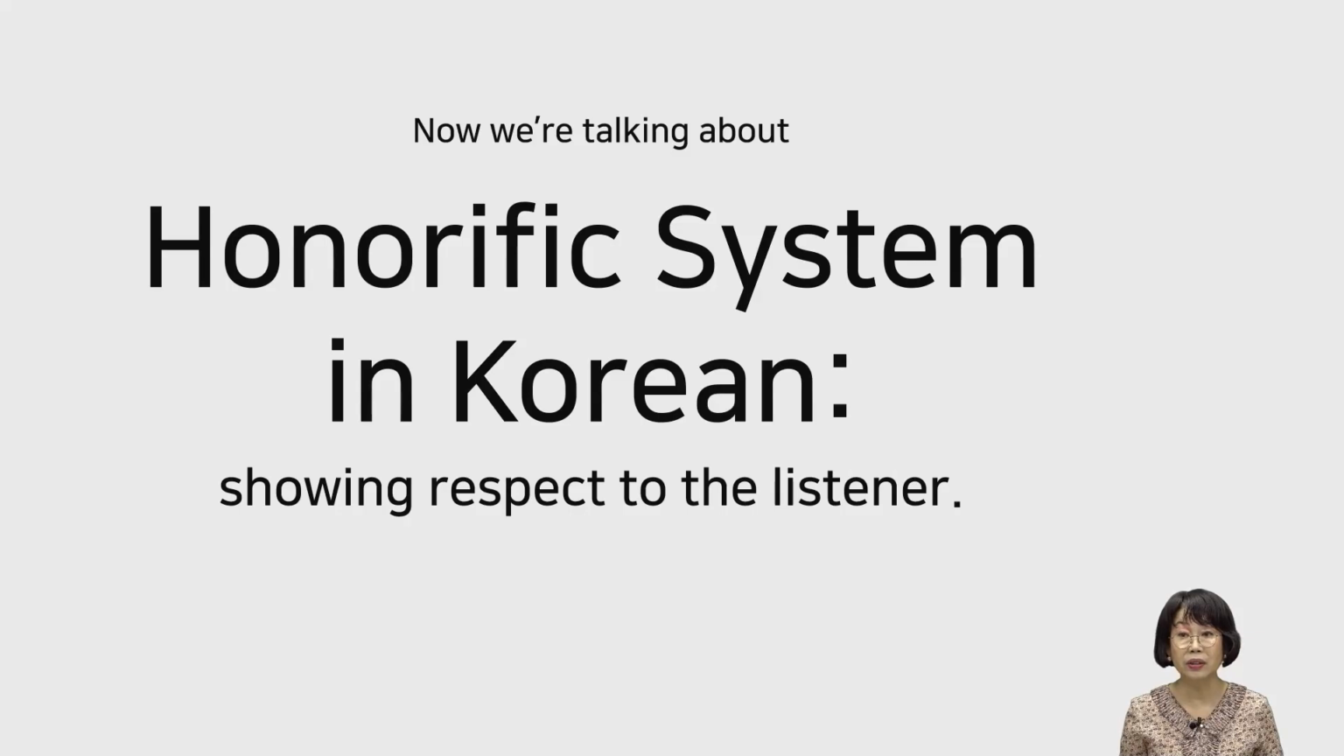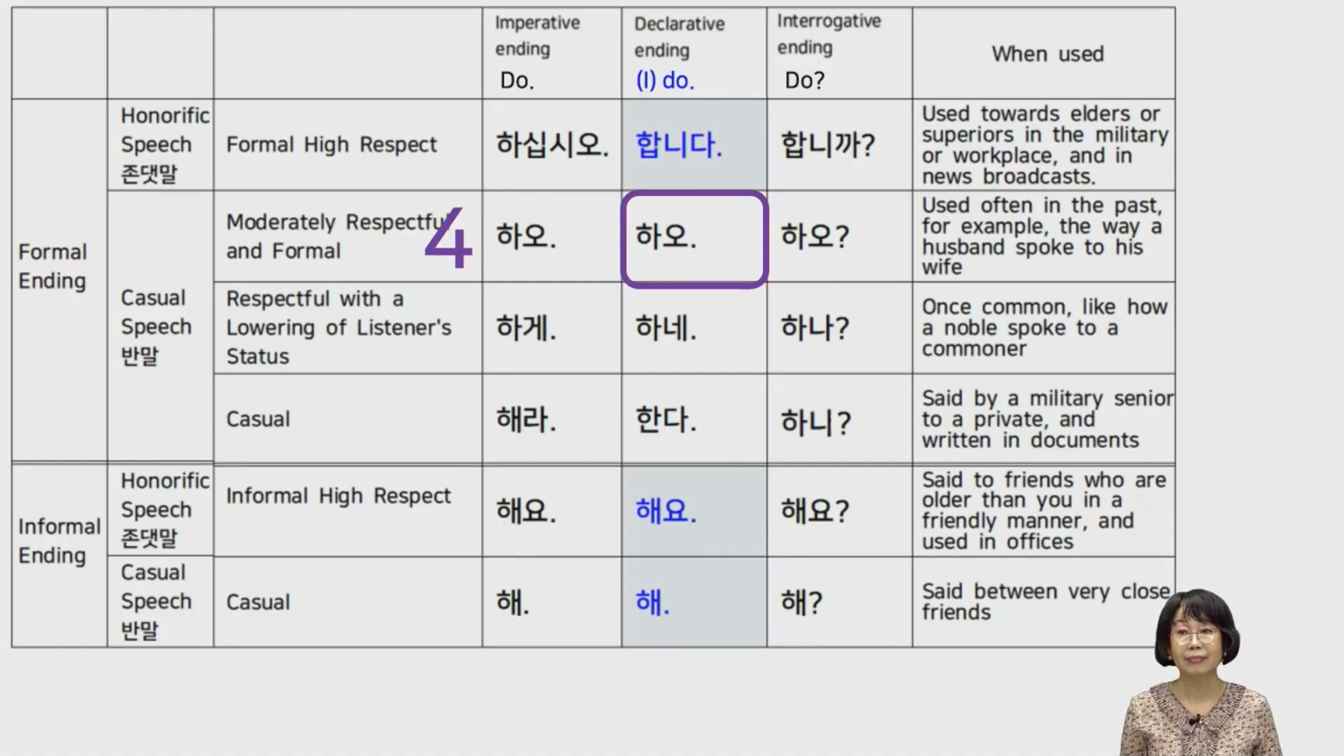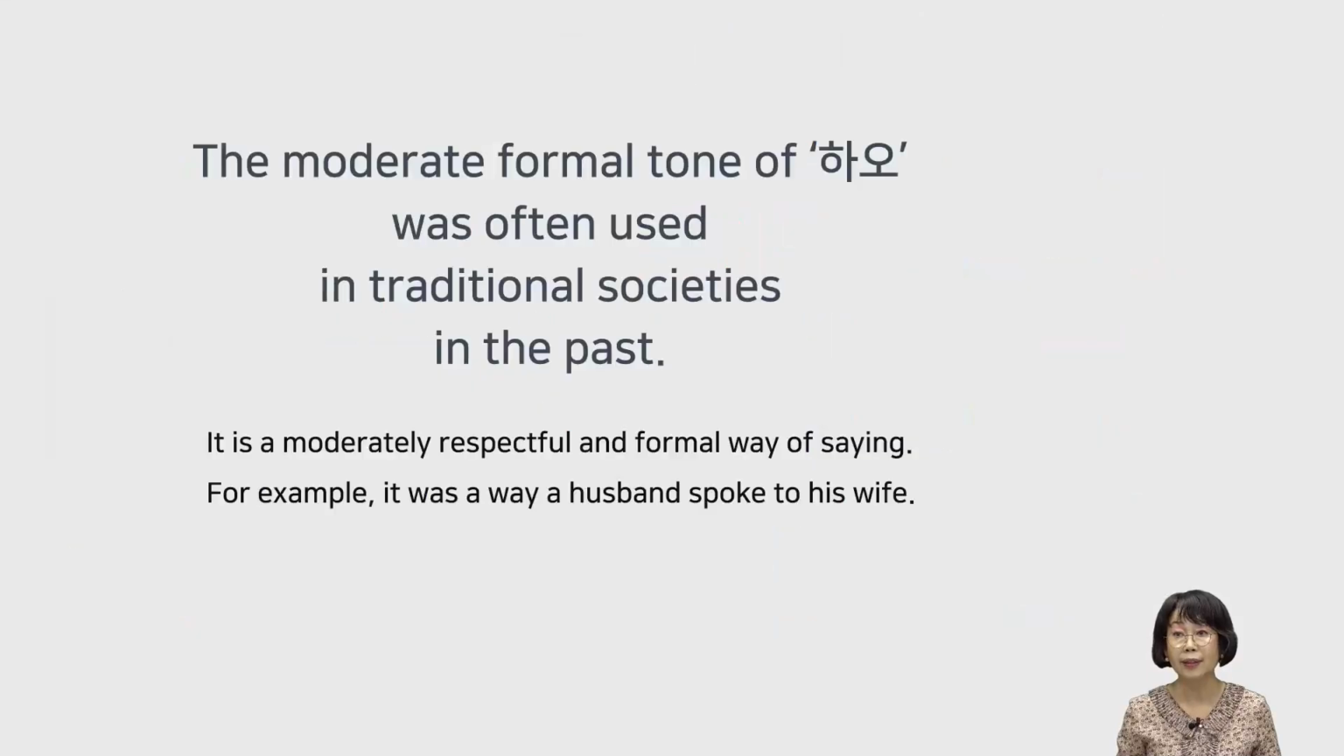Honorific system in Korean, showing respect to the listener. Now let's check the extra ones. Let's check the fourth one. 하오. Used often in the past. For example, the way a husband spoke to his wife.